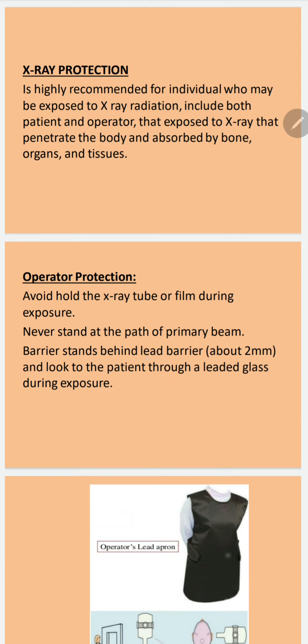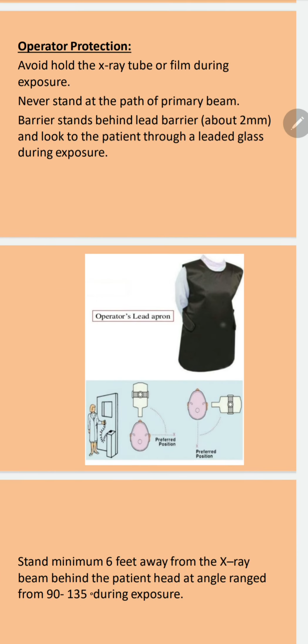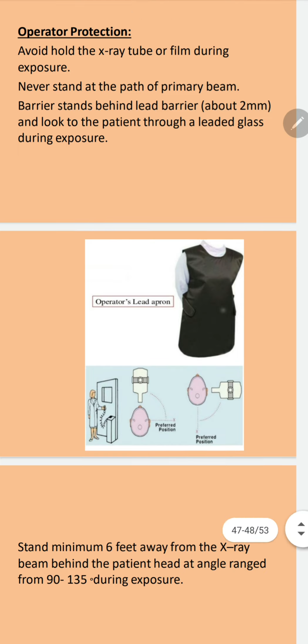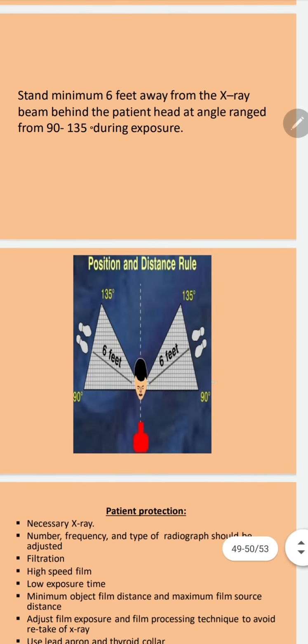Barrier. Stand behind a lead barrier of about 2 mm and look at the patient through the leaded glass during exposure. This represents the lead apron for the operator. Stand a minimum of 6 feet away from the X-ray beam, behind the patient's head, at an angle ranging between 90 to 135 degrees, as shown in this picture.